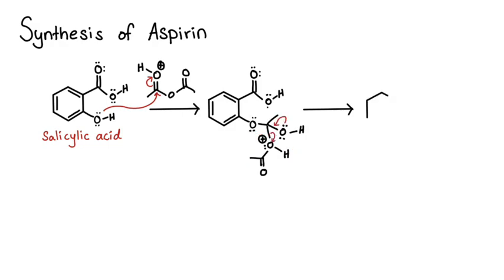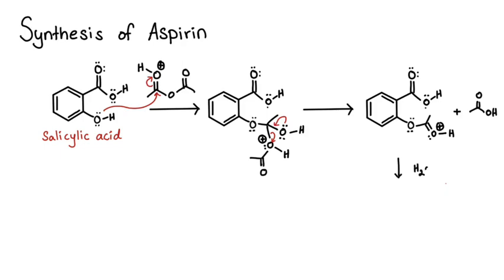Okay, now let's move forward to a new step where you reform this pi bond here, and the pi bond is reformed and the leaving group is gone. There is no leaving group here. It is now a byproduct, acetic acid. Right, this is acetic acid.